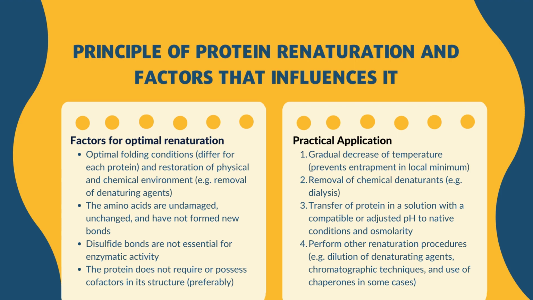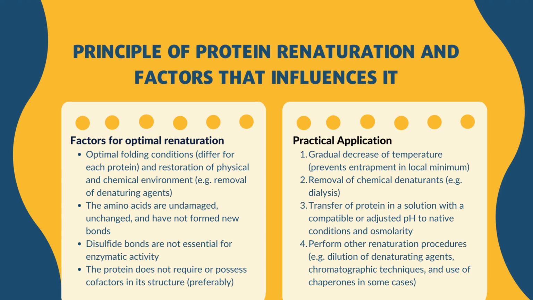Moreover, transferring the protein in a solution with a compatible or adjusted pH to native conditions and osmolarity may also be performed. A biological pH range of 6.5 to 7.5 is commonly used for aqueous proteins, while membrane-bound proteins, which are relatively harder to renaturate, need the compartmental pH of the membrane they came from. Lastly, other renaturation techniques can be performed such as dilution of denaturing agents, chromatographic techniques, and use of chaperones in some cases to assist the refolding of proteins.